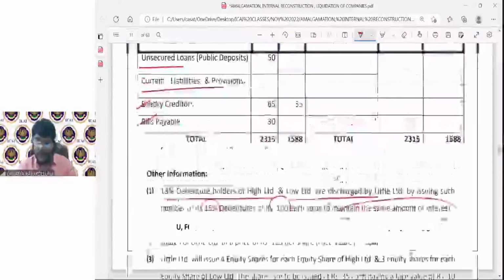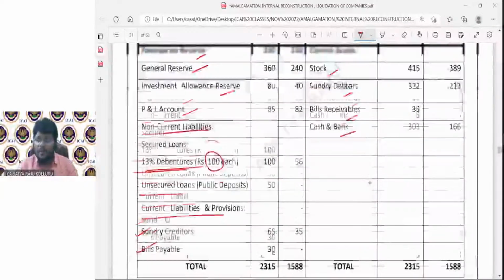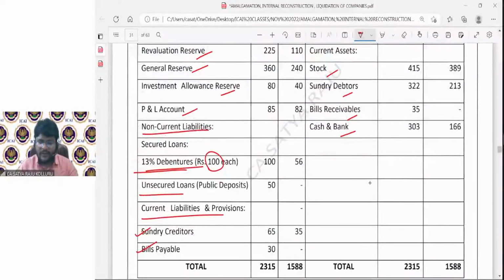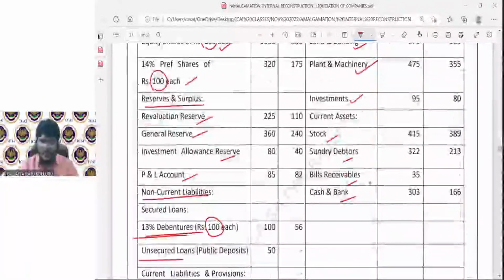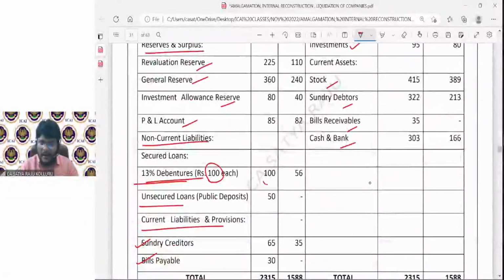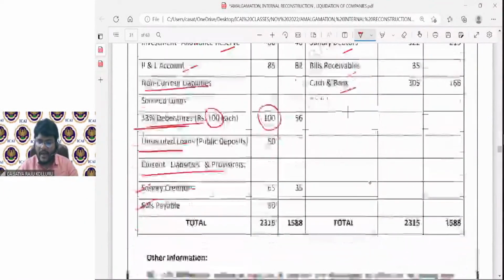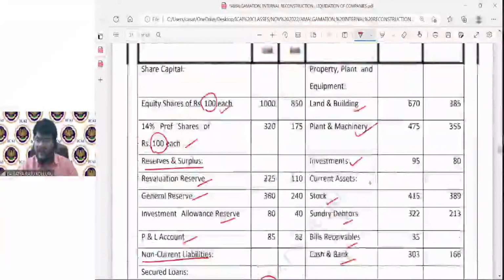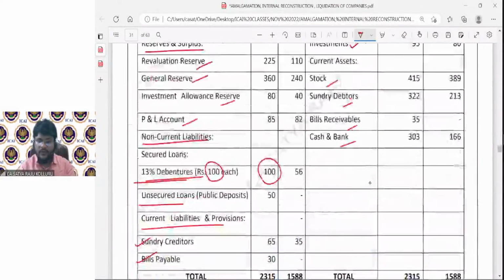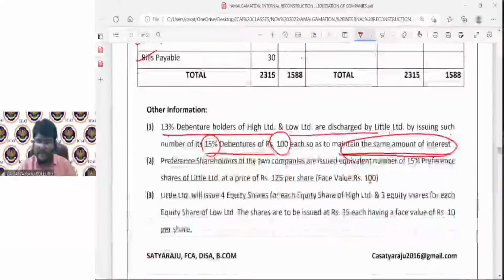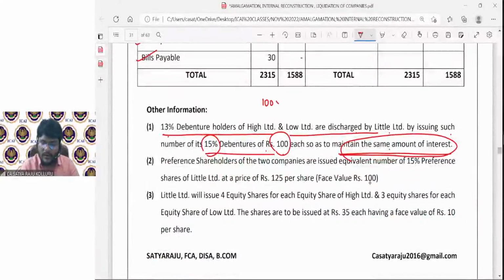Simply, in the selling company, how much amount of interest are you getting? Let us check. 2 selling companies are there. Number 1 is High and Low. If we check here, 100 into 13%, they are getting 13 lakhs rupees here. 100 into 13% means 13 lakhs they are getting in High.